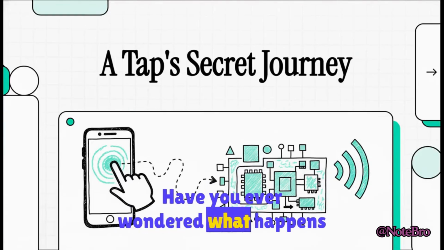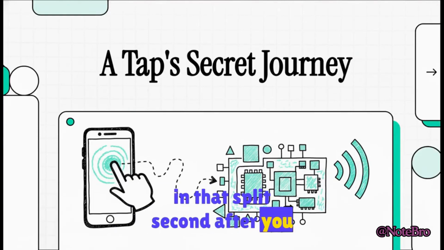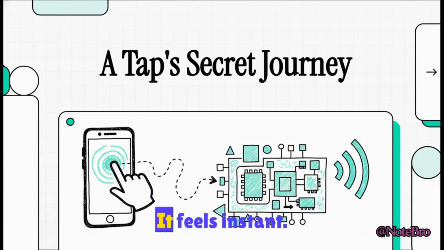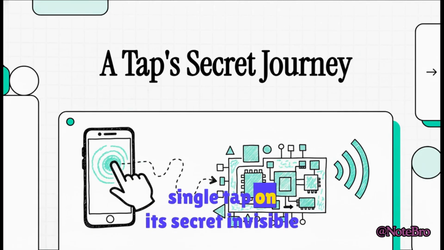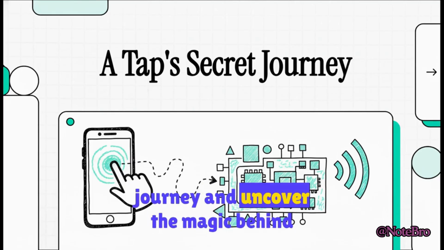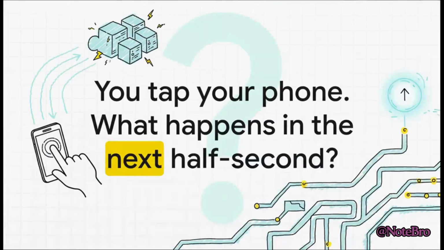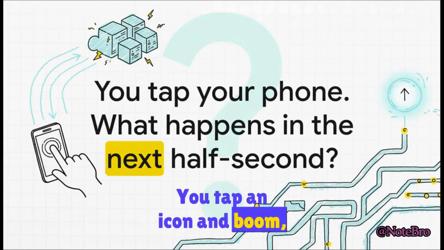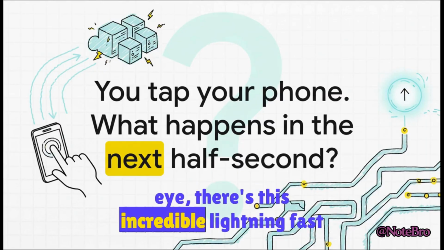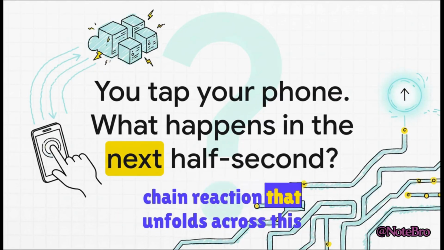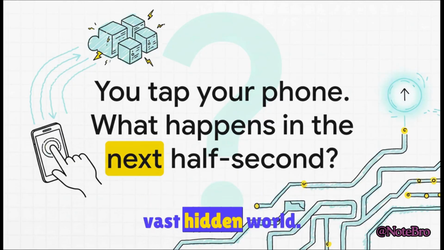Have you ever wondered what happens in that split second after you tap something on your phone? It feels instant, right? Well, today we're going to follow that single tap on its secret, invisible journey and uncover the magic behind it. Seriously, just think about it for a second. You tap an icon, and boom, something happens. But in that blink of an eye, there's this incredible, lightning-fast chain reaction that unfolds across this vast, hidden world.